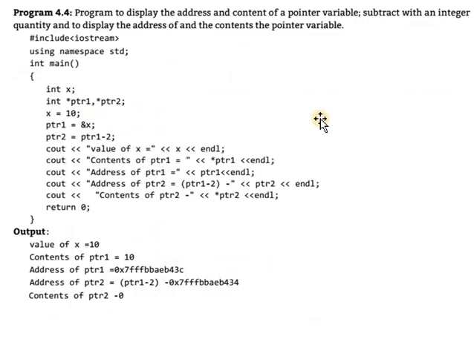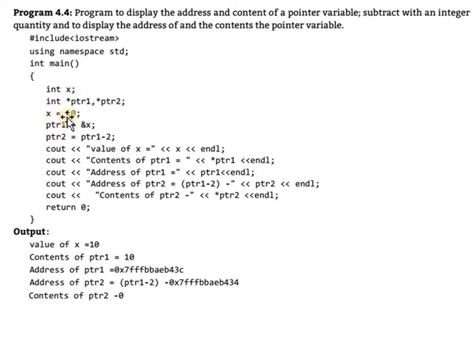Let's see another program. This is a C++ program that displays the address as well as the content of a pointer variable subtracted with an integer quantity, and it will display the address and the contents of the pointer variable. Here the minus operator is applied on the pointer. Here is one variable x, then we are declaring two pointer variables, ptr1 and ptr2. Then we are assigning the value 10 to the variable x.